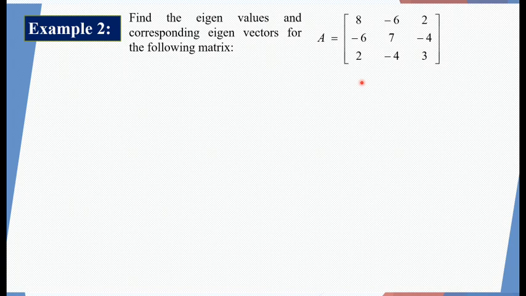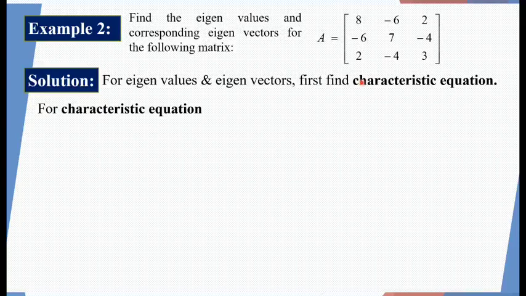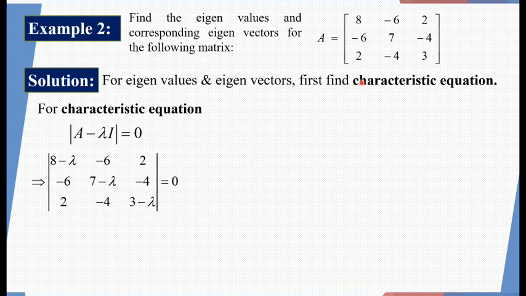Now we will solve it in the same manner. For the characteristic equation, we put the determinant of A minus lambda I equal to 0. So this is 8 minus lambda, minus 6, 2, minus 6, 7 minus lambda, minus 4, 2, minus 4, 3 minus lambda, equal to 0. On expanding this particular determinant and simplifying, we get lambda cubed minus 18 lambda squared plus 45 lambda equals 0.